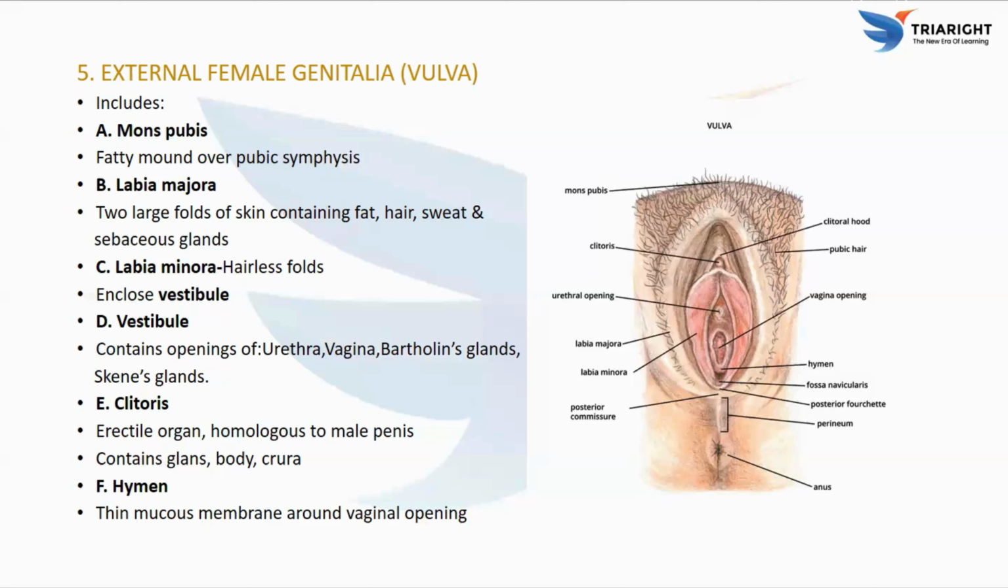So what are the parts of the clitoris? Glans, body and crura. The crura are the two long internal legs that attach to the pubic bone. The main function of the clitoris is sexual arousal as well as pleasure.